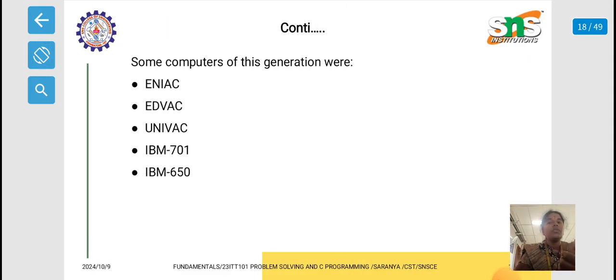Some computers of this generation were ENIAC, EDVAC, UNIVAC, IBM 701 and IBM 650.